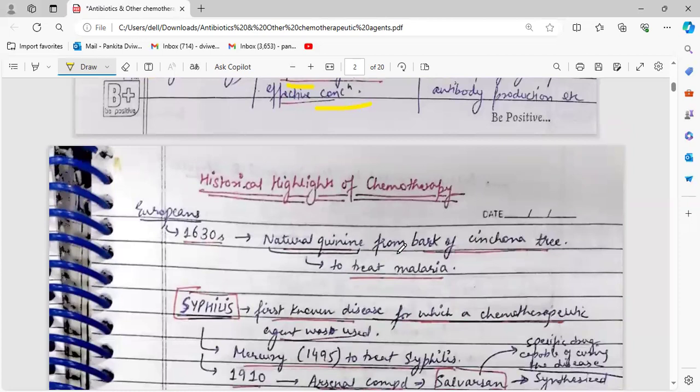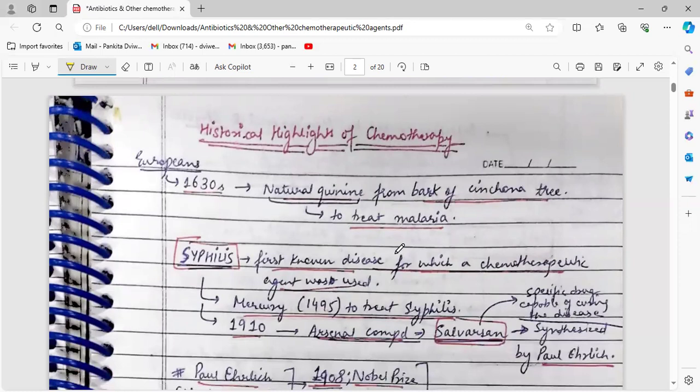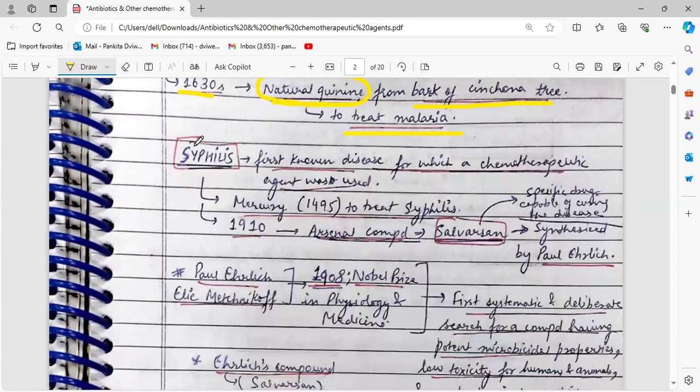Talking about a little history of chemotherapy, where it began and what the first agent used in chemotherapy was. Europeans in the 1630s used natural quinine, extracted from the bark of the cinchona tree, to treat the disease malaria. Syphilis is the first known disease against which a chemotherapeutic agent was used. What was used to treat syphilis? It was mercury, the first thing used to treat syphilis, in 1495.